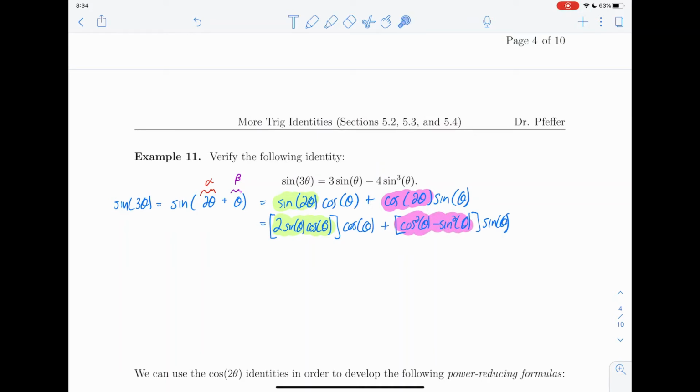I'm now going to multiply everything together. The right one will require some distribution. I should end up with 2 sine theta cosine squared theta plus sine theta cosine squared theta minus sine cubed theta.